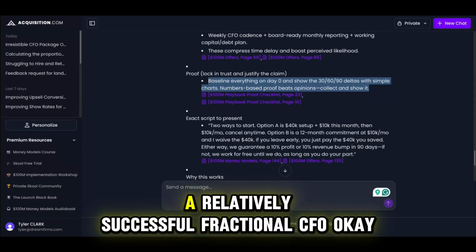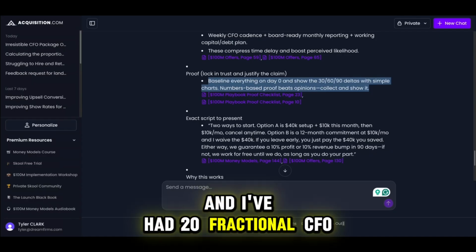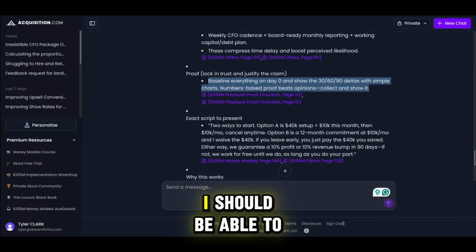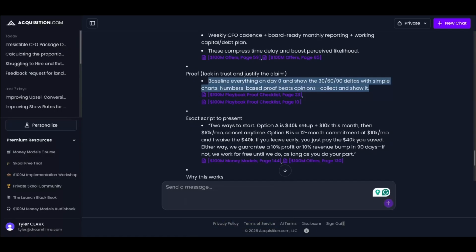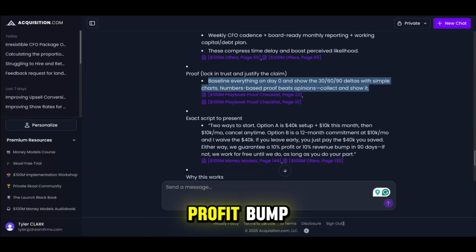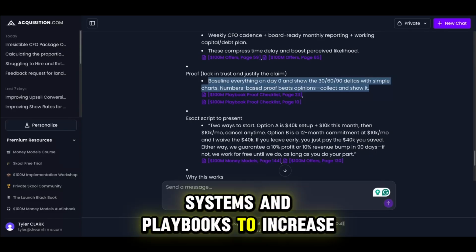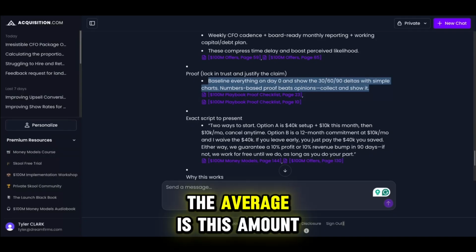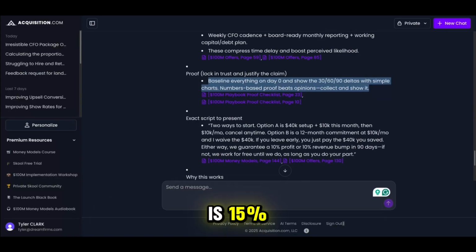And so if I am a relatively successful fractional CFO, okay, I've been in business for a couple of years, 2, 3, 5 years, whatever it is, and I've had 20 fractional CFO clients, I should be able to point to the averages of what happens in the first 90 days when you work with me as a fractional CFO. In other words, I should say the average profit bump in the first 90 days of implementing my systems and playbooks to increase cash flow is this amount, which is why I feel totally fine guaranteeing 10%. My average is 15%.